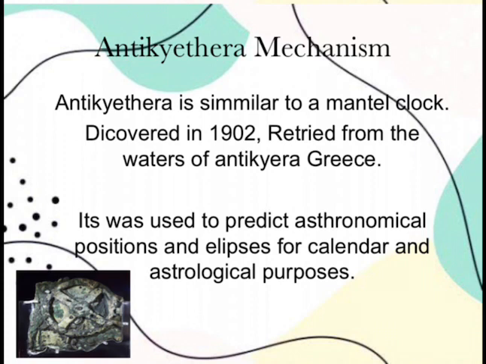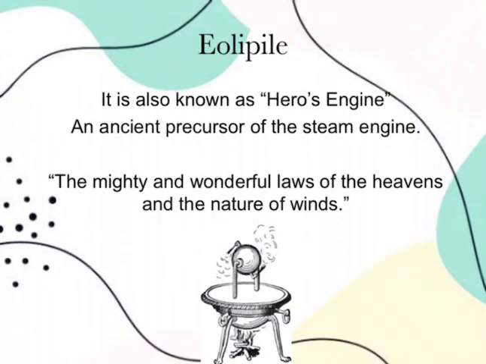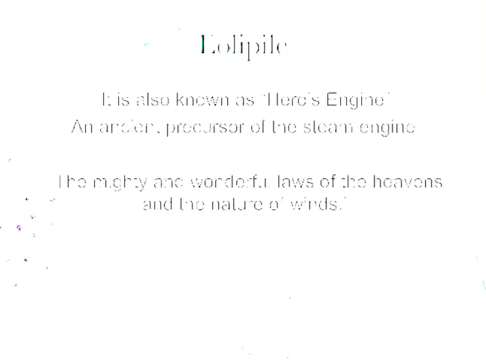Another invention was the Antikythera mechanism. It is similar to a metal clock that was discovered in 1902, retrieved from the waters of Antikythera, Greece. They used it to predict astronomical positions and eclipses for calendar and astrological purposes also. Aeolipile, known as Hero's engine back then, was an ancient precursor of the steam engine.